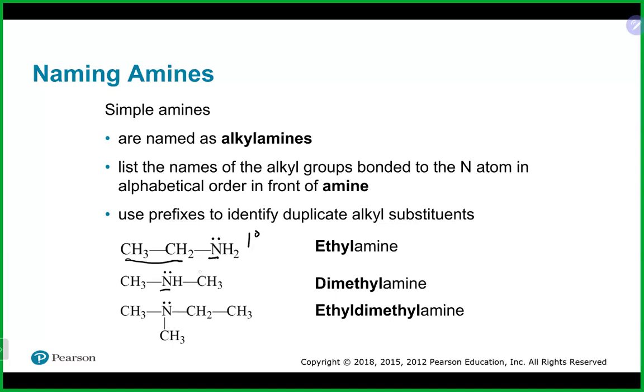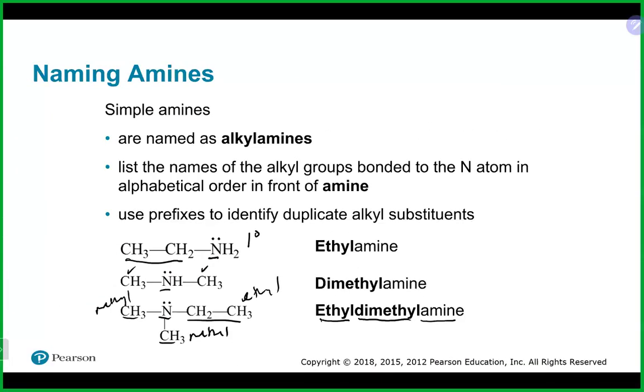This is a secondary amine. It has 2 carbons attached to it, and that is dimethylamine. And over here we have 3 carbons attached, which is a tertiary amine. We have an ethyl group here, and we have 2 methyl groups here. So that gives us ethyldimethylamine. A reminder that when we name and there is a prefix, we don't count the prefix in alphabetical order. So what we're comparing here is the ethyl E to the methyl M. We don't look at the di part of it, so that's why that comes this way.